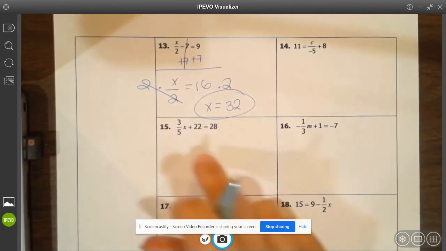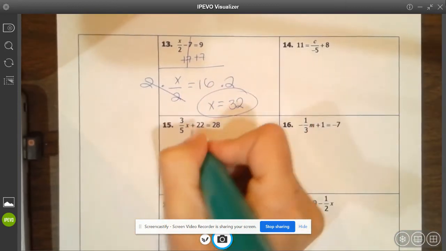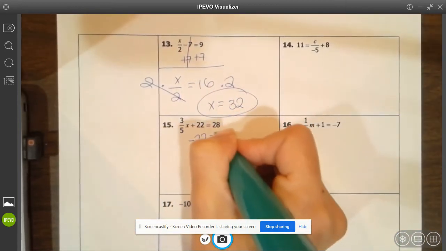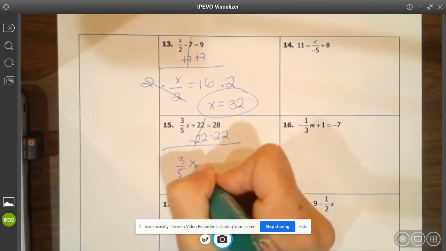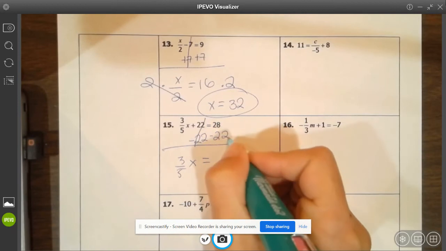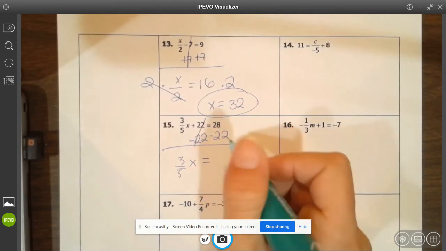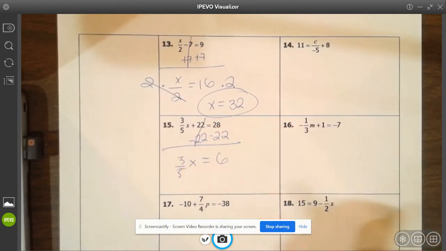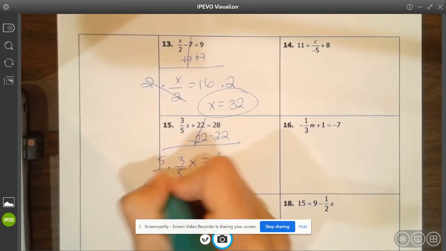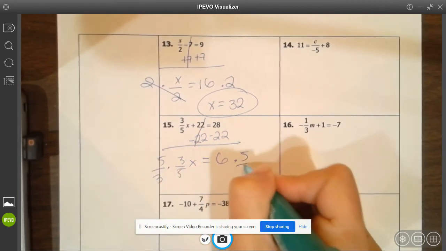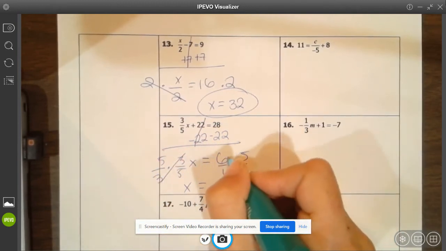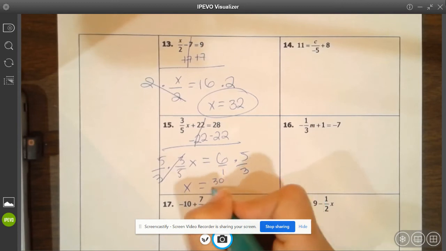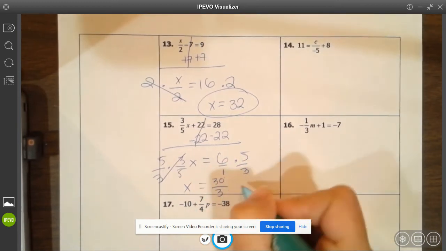Okay. When you have a fraction like this, remember minus 22 first. That goes away, and then I have 3 over 5x equals 28 minus 22, that is 6. And then I'm going to multiply by the reciprocal on both sides. That goes away, and then x equals 6 times 5, that is 30. 1 times 3 is 3, and then 30 divided by 3 is 10, and that's my answer.